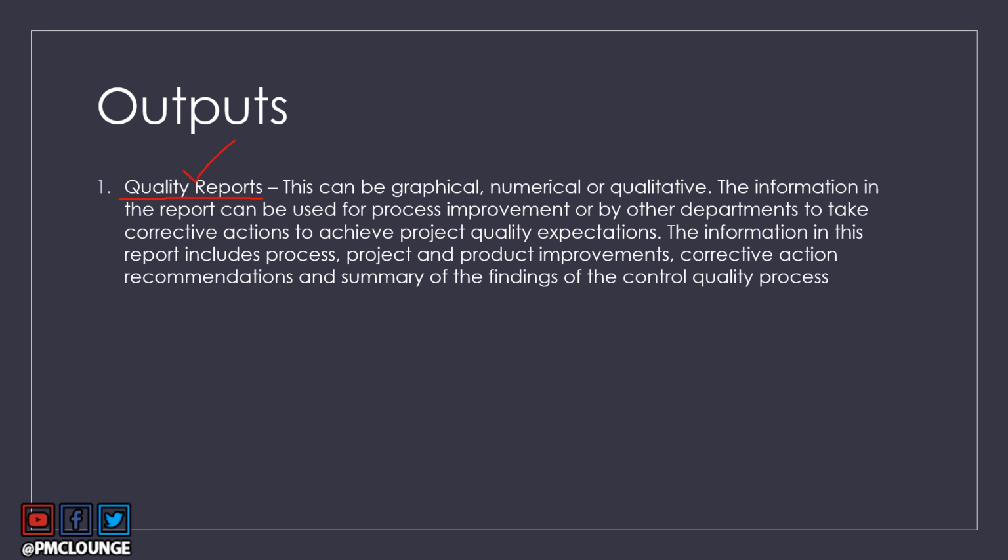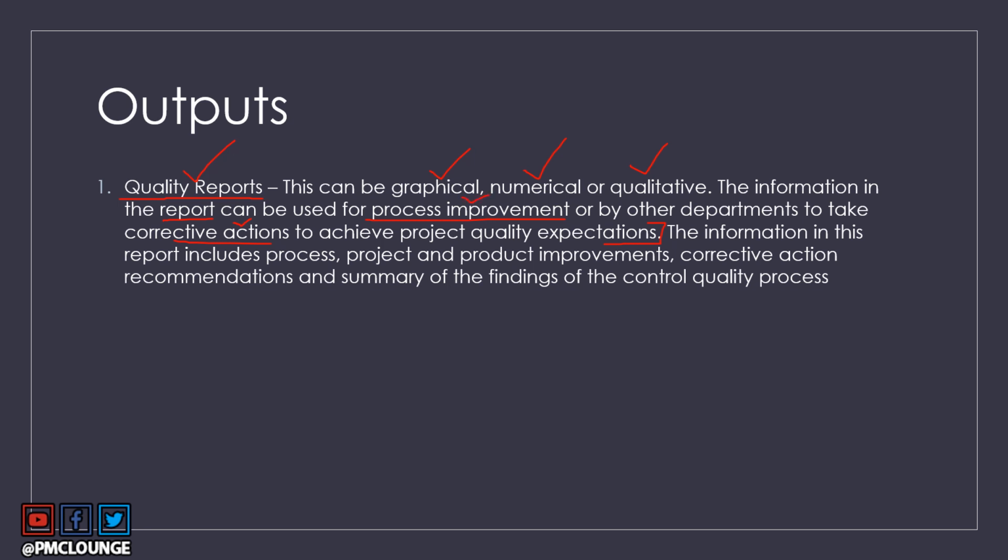Now, this can be graphical, numerical, or qualitative as well. The information in the quality reports can be used for process improvement, or by other departments to take corrective actions to achieve project quality expectations. So once the quality report is generated, other departments can make use of it to take corrective actions, and it can also be used by the project team for process improvements.